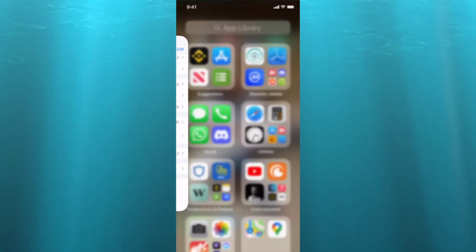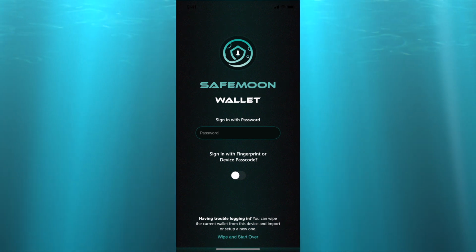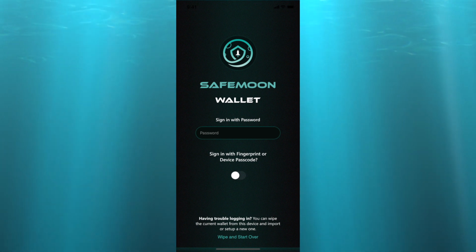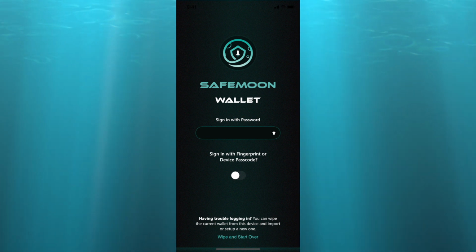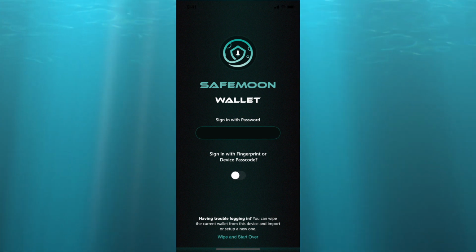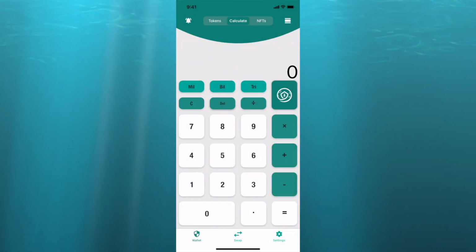Let me open my Safemoon wallet, as I do have the beta on my iPhone. All right, let's look at this. Just get in here. Complex password. All right.